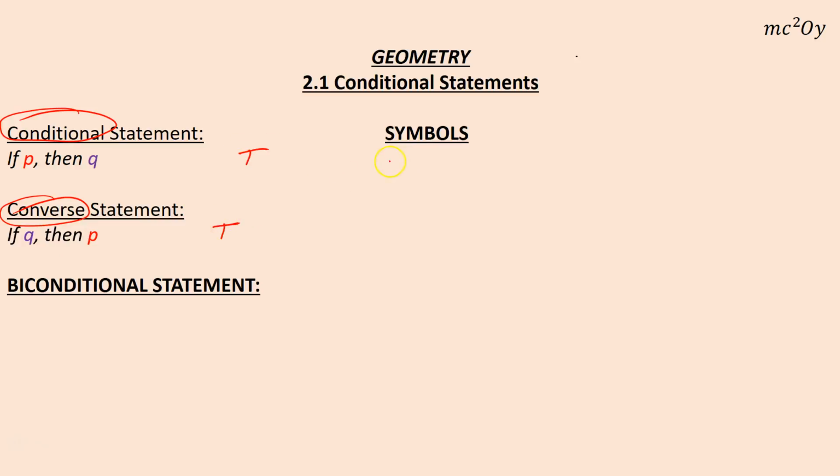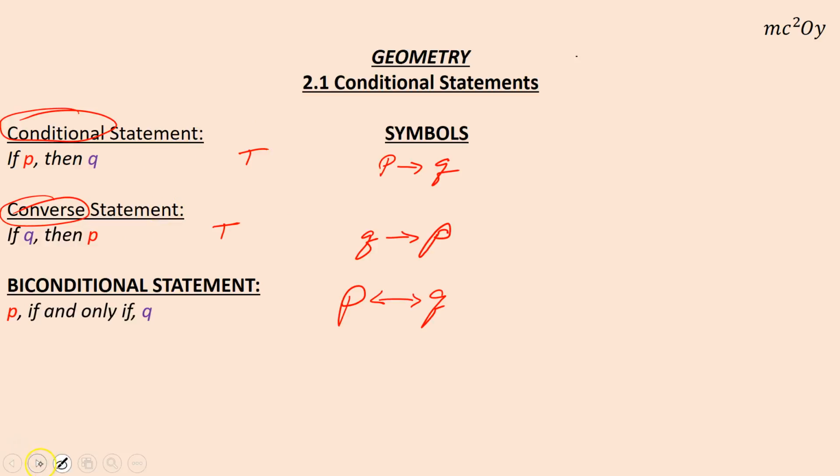If those are both true, then what we can do is write a biconditional. A biconditional says the hypothesis, if and only if the conclusion. The way we write that is P, and we put Q, but we put an arrow on each end. P if and only if Q, and that can only happen if both conditional and converse are true.